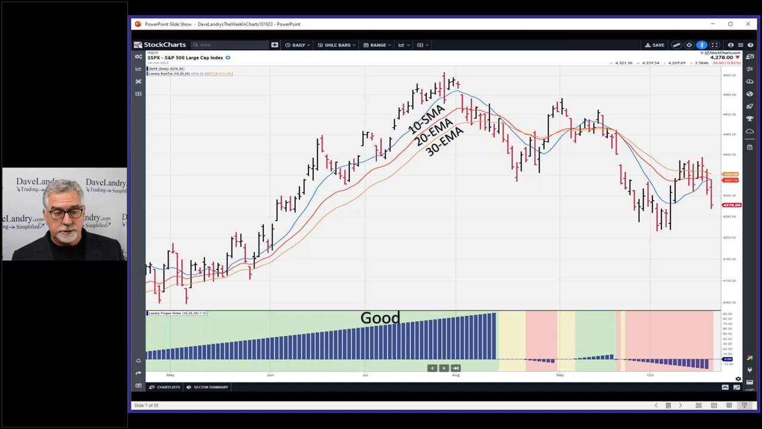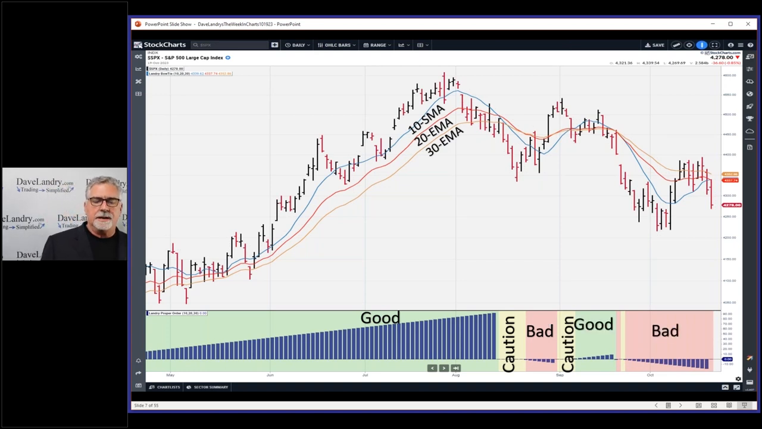Tarzan speak, good, okay? When they begin to meander back and forth, that could be a bit of a caution. And then it's bad when they cross over to the downside. You get a bow tie to the downside. In this case, it's kind of a sloppy bow tie because it took a while to go from green to red. And when that happens and then it flips back to caution where you don't have uptrend or downtrend proper order, and then let's say back to green, that's indicative of a choppy market.